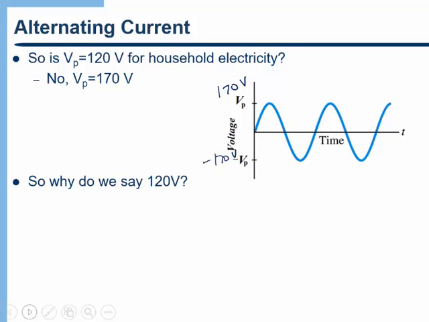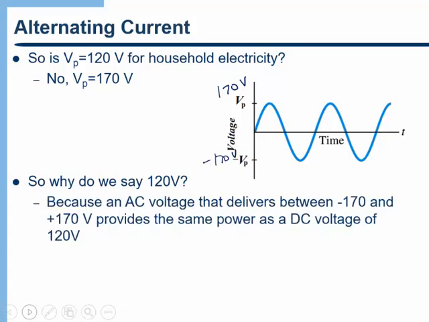But the key thing to understand is that an AC voltage that oscillates between negative 170 and 170 volts provides the same average power, and I really should have the word average here, as a DC voltage of 120 volts. So that 120 volts is really the DC equivalent of what's actually going on in the outlet. So let's see where that comes from.